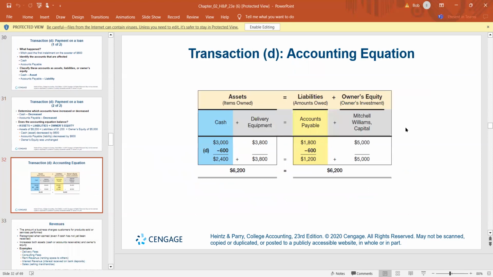And there we go again. Cash has now gone down to $2,400. Delivery equipment still at $3,800, but he's reduced his liability by $600, and we're still in balance. $6,200 equals $6,200.